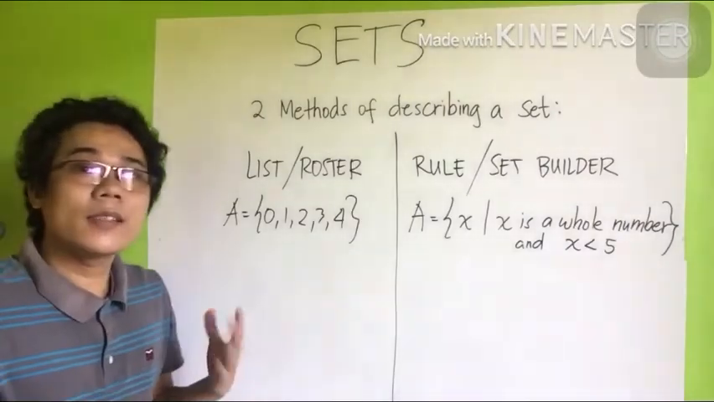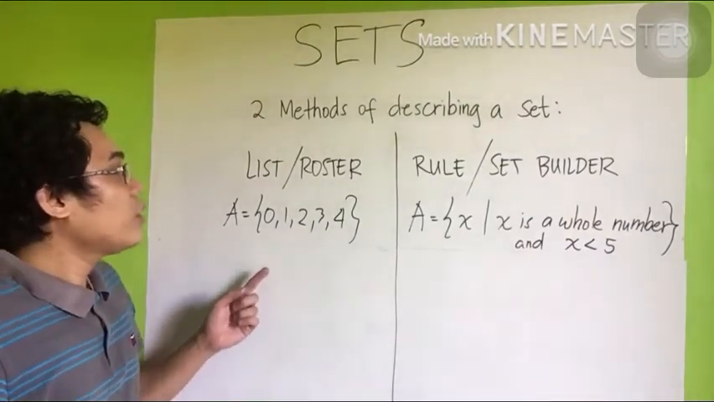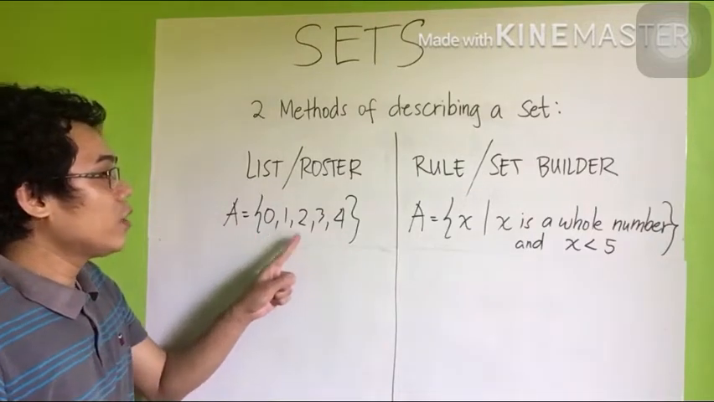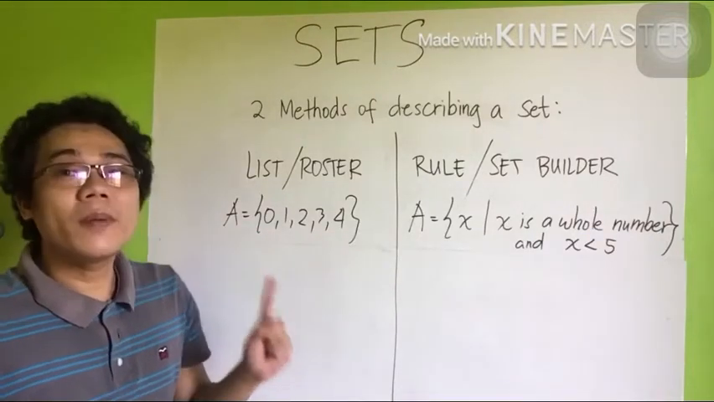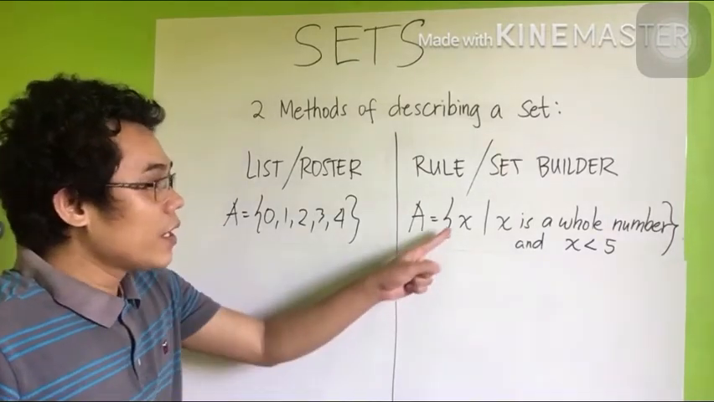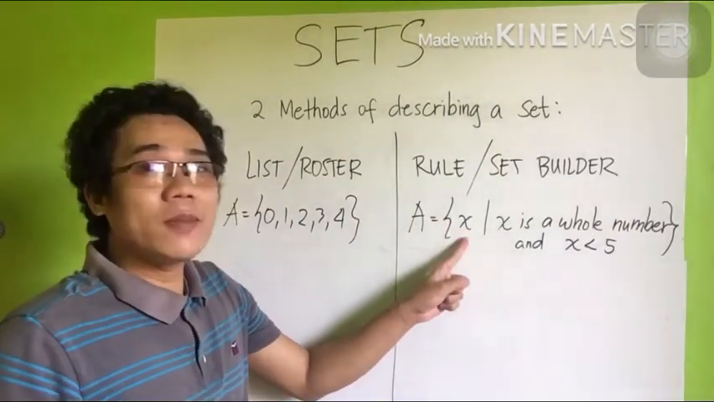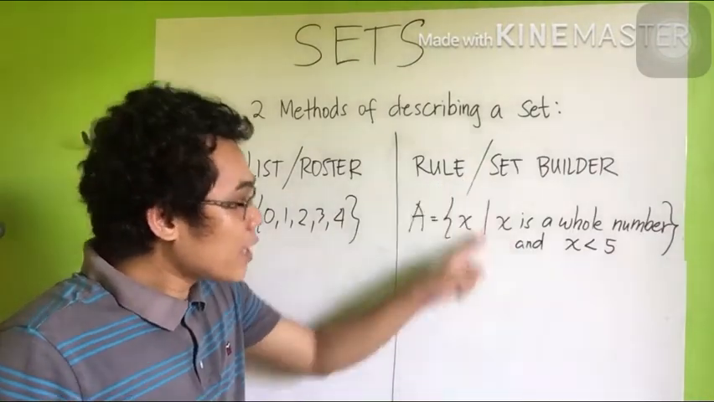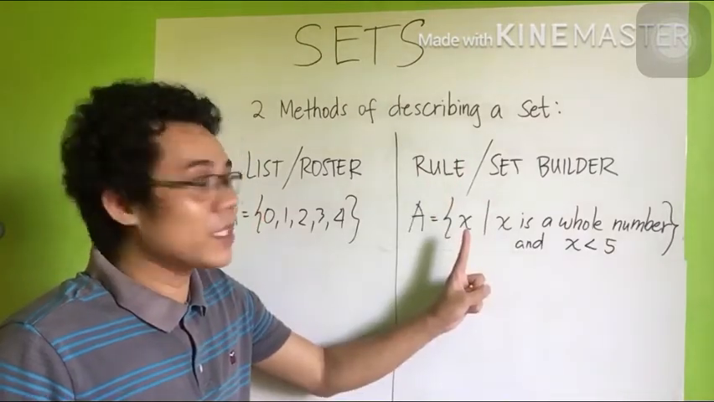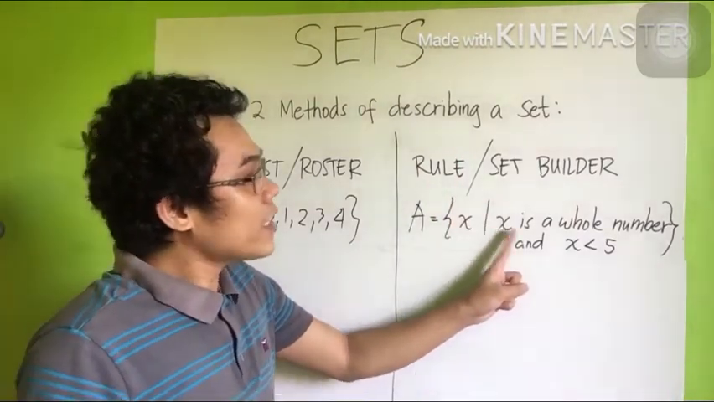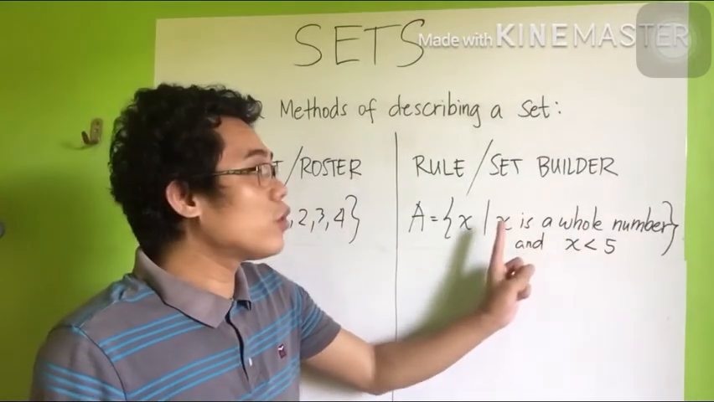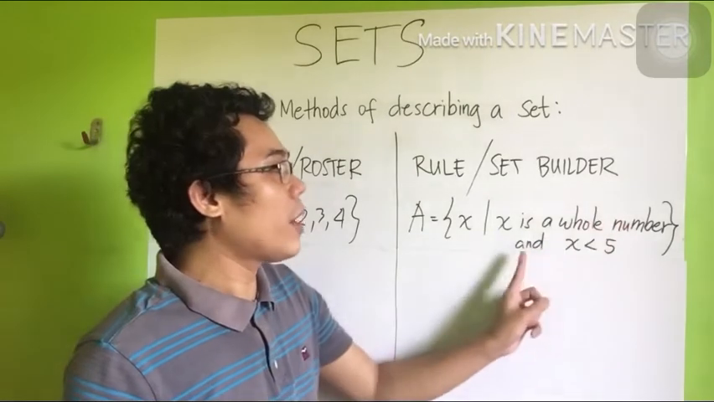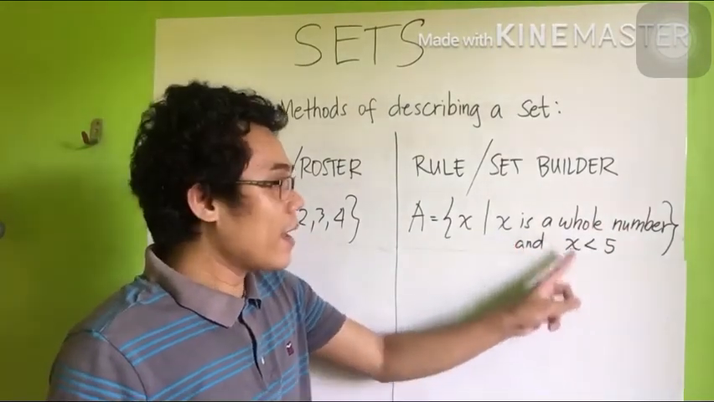So, sa listing method, bale, ang ginagawa mo is, sinulat mo lang yung elements. So, for example, you have 0, 1, 2, 3, 4. Doon naman sa rule method, ang ginagawa mo is, ilalagay mo yung element mo, or yung object mo, say, an x, tapos, such that, so may vertical dyan, ang ibig sabihin yan, such that. So, ang next naman is, ano yung rule or ano yung description ng object na to. So, sabi dito, x is a whole number siya, and x is less than 5.